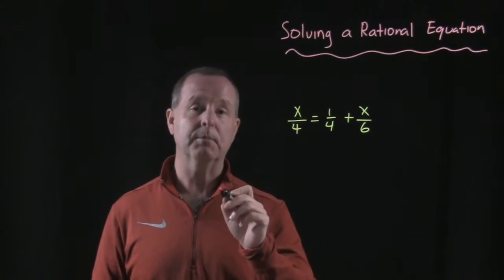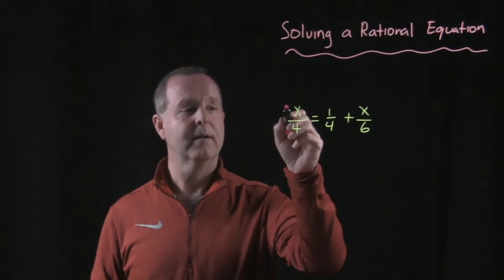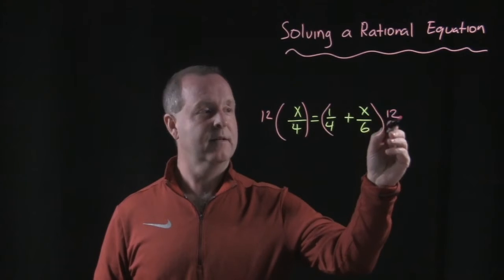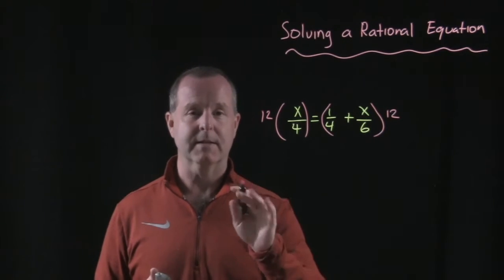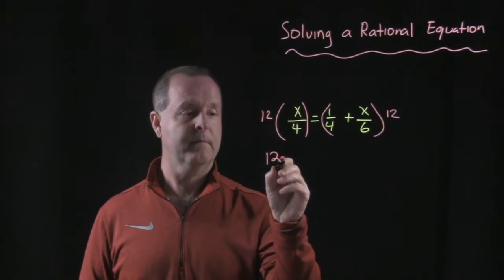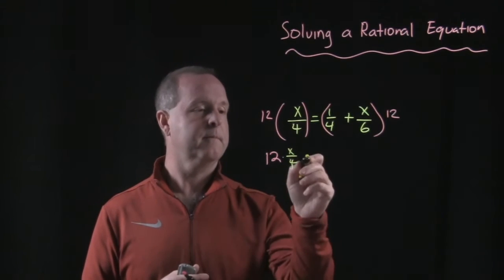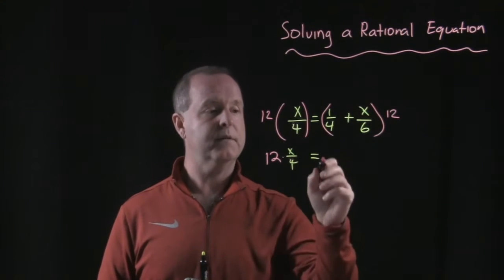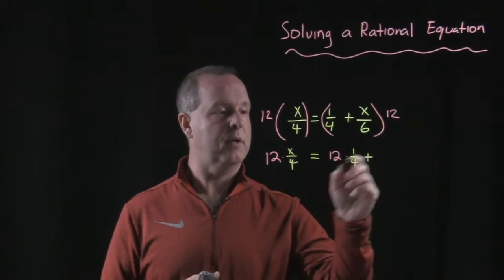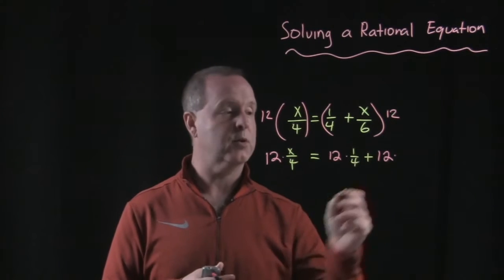And watch. I'm going to multiply both sides of the equation, which is something that we're allowed to do, by the same number. I'm going to multiply this side by 12, and the other side by 12. Let's watch what happens. Let me do an intermediate step here: 12 times (x plus 4), or x fourths, equals 12 times this first term, 12 times 1/4, plus 12 times x over 6.